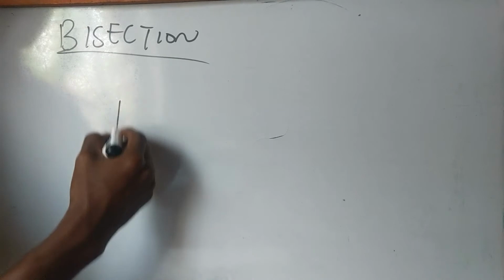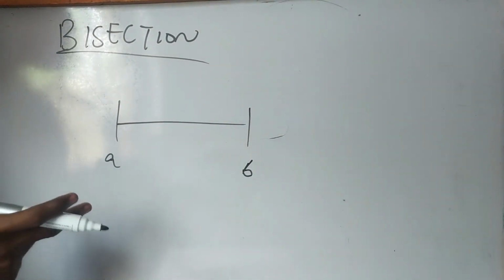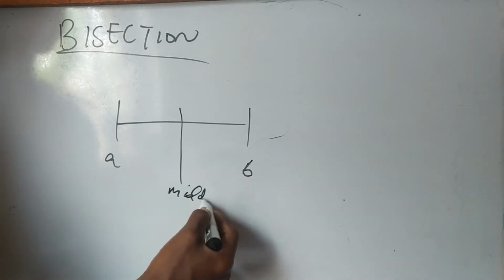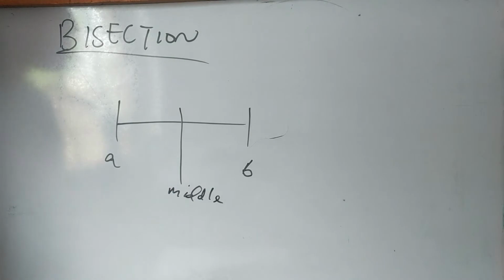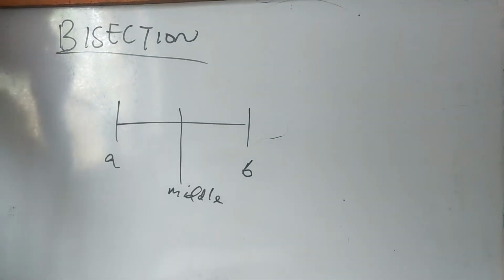In normal mathematics, let's say we have a line AB. To bisect means to divide the line into two equal halves. So when we divide it, it's going to be like this. M is the midpoint of the line. It's the middle of the line. So what is bisection about? Bisection is about dividing the interval into two.